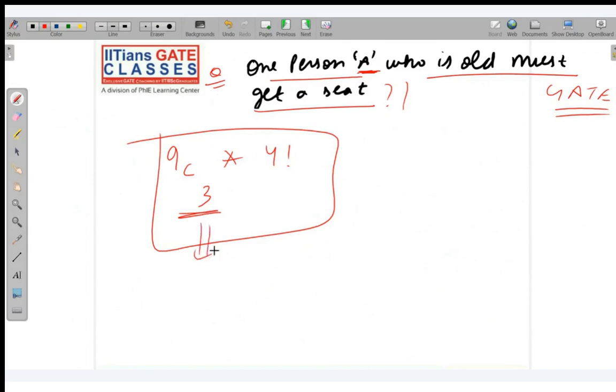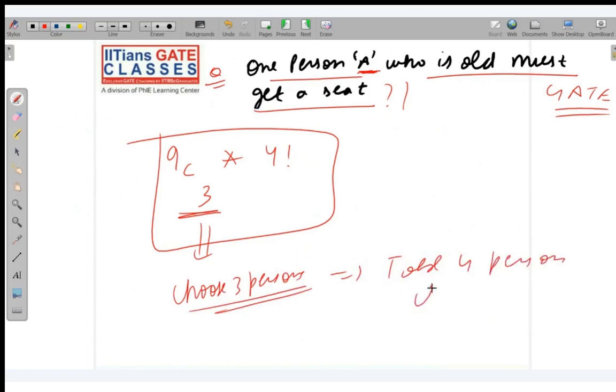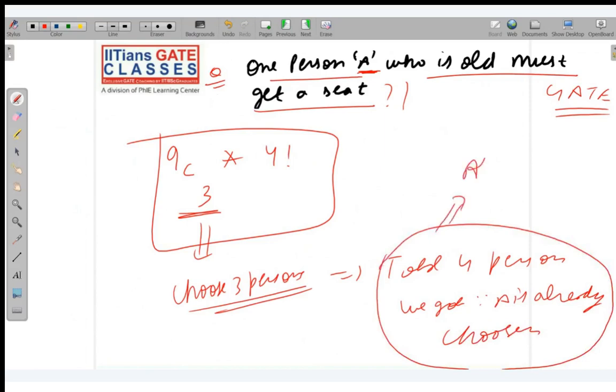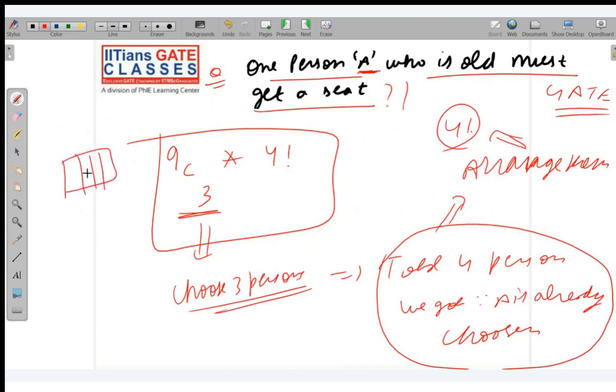So I choose 3 persons. After choosing 3 persons, in total 4 persons come, because A is already chosen. Now you will arrange them. Arranging them means 4 factorial ways. Why 4 factorial? It's very simple. There are 4 chairs and 4 persons. So how many ways can you sit?